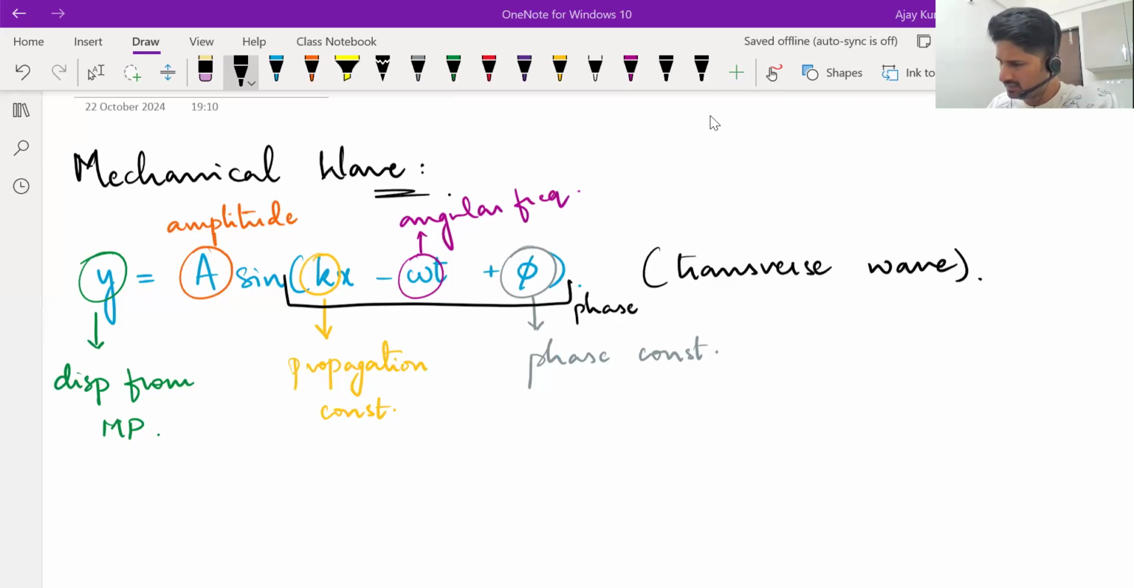Anugrah is asking, isn't k the angular wave number? You can call it angular wave number, yes. But it's called propagation constant. Yes, it is related to wave number. You can call it angular wave number. Fine.